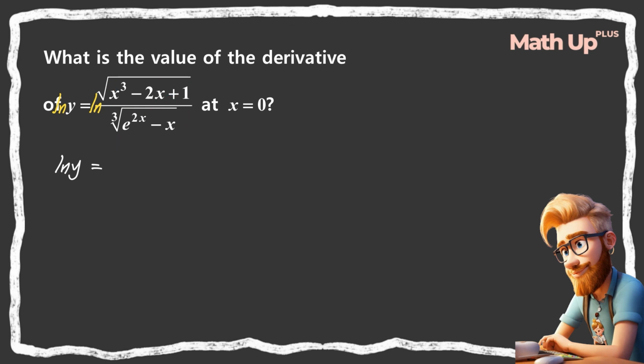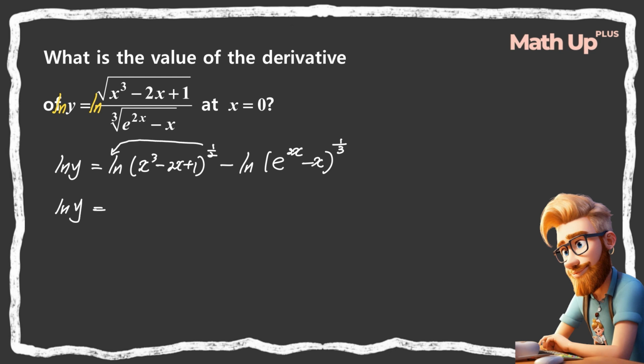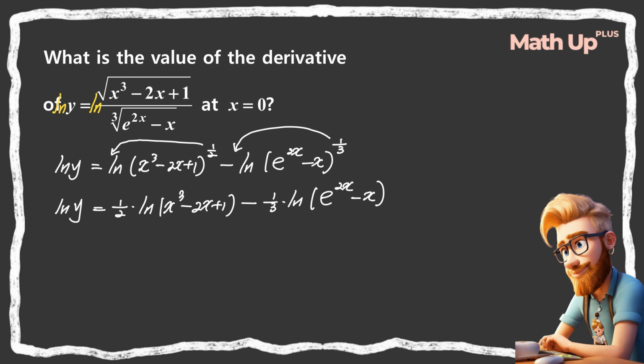So using the property of logarithm, that's going to be natural log of (x cubed minus 2x plus 1) to the power of 1/2, minus natural log of (e to the 2x minus x) to the power of 1/3. So if we simplify more, natural log y is equal to 1/2 goes in front of natural log, right? So 1/2 times natural log of (x cubed minus 2x plus 1) minus 1/3 times natural log of (e to the 2x minus x). So up to this point, we used the property of logarithm to simplify this expression into expanded form like this.